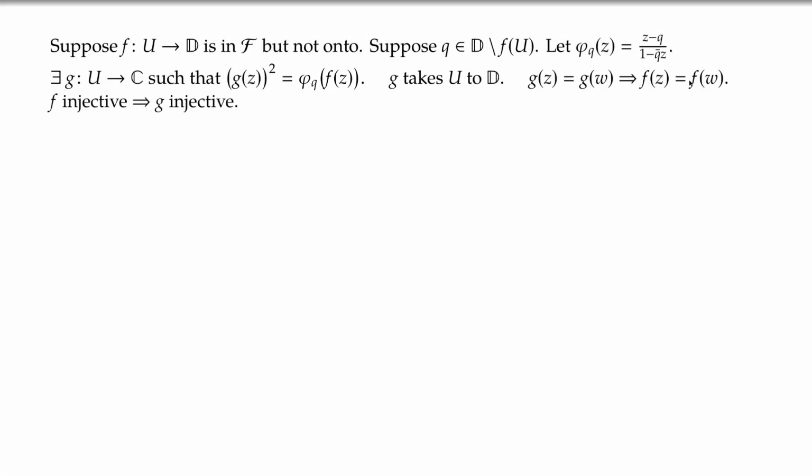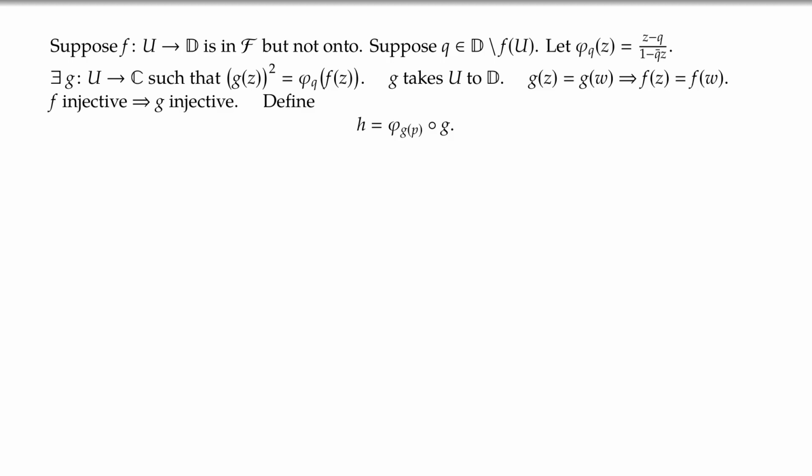Now f is injective, right? So that means that g has to be injective. So, in particular, if g of z is equal to g of w, we get that z is equal to w. So g is an injective map. It takes U to D. Now it might not take p to 0, right? It actually takes p to some root of minus q, right?